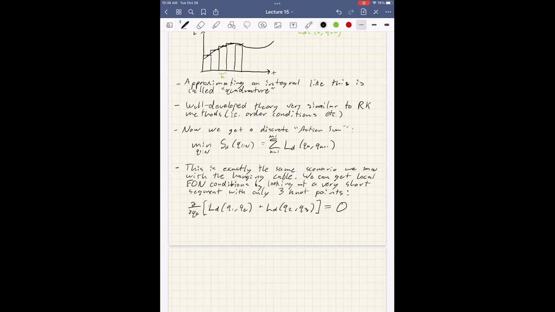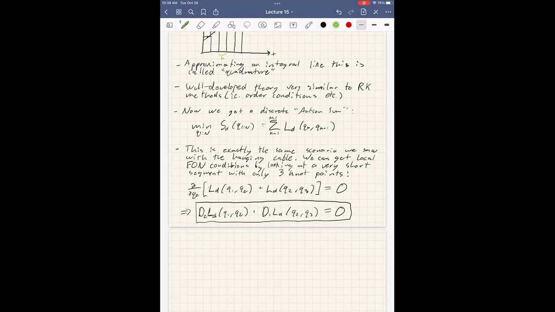And then what comes out of this, in our notation we had before, is D2 of this guy plus D1 of this guy has to equal 0. And this thing is what we're going to call the discrete Euler-Lagrange equation. And we did this before with the chain.